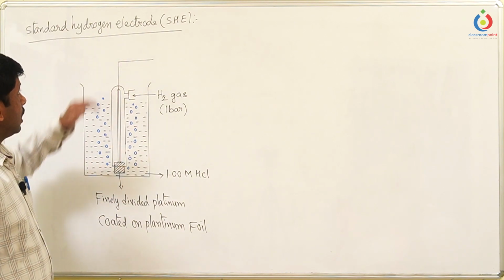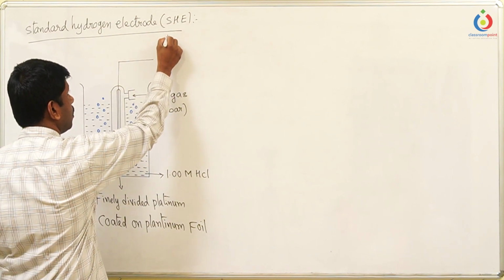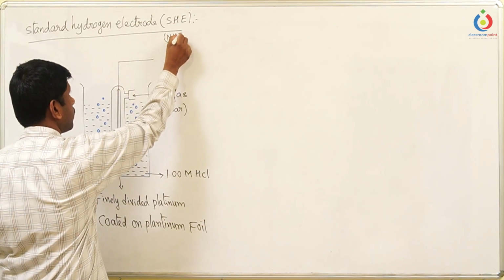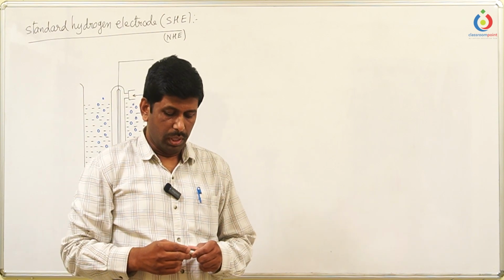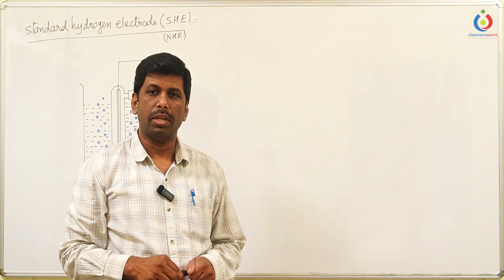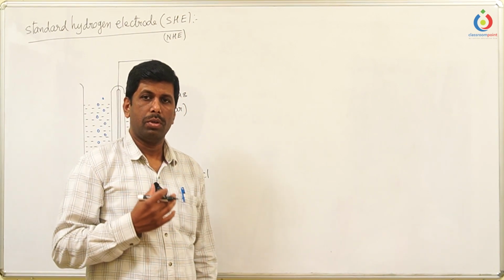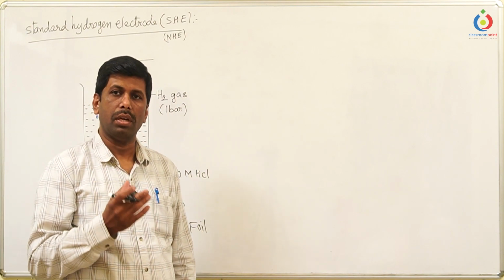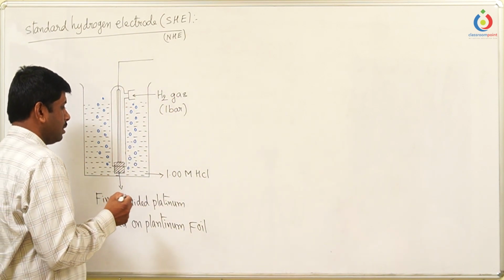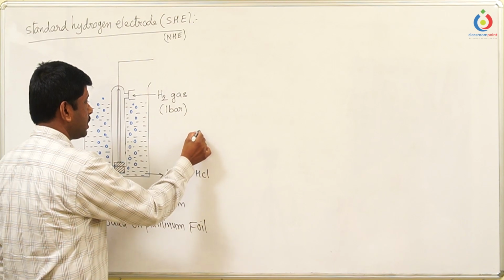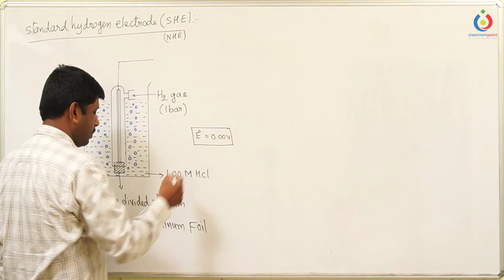Standard hydrogen electrode is also known as the normal hydrogen electrode, usually mentioned as either SHE or NHE. Basically, the standard hydrogen electrode is a reference electrode. Single electrode potentials of any electrode cannot be calculated independently, so we need some reference electrode to calculate the single electrode potential of the other electrodes. In this reference electrode, the E0 value of the standard hydrogen electrode is arbitrarily taken as 0.00 volts.